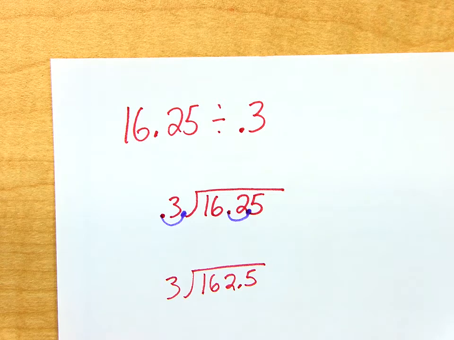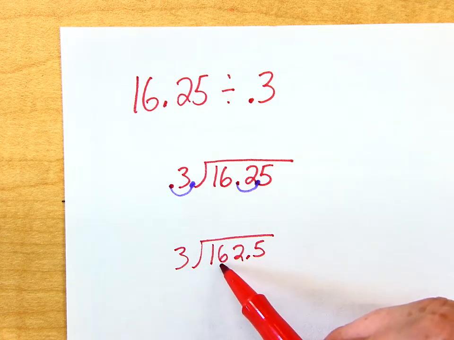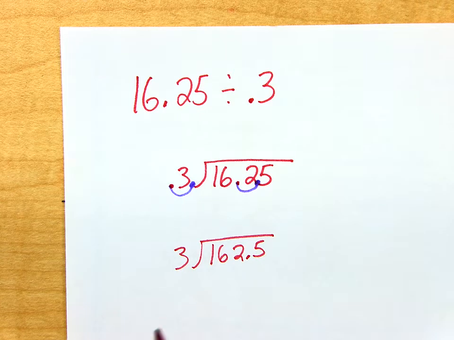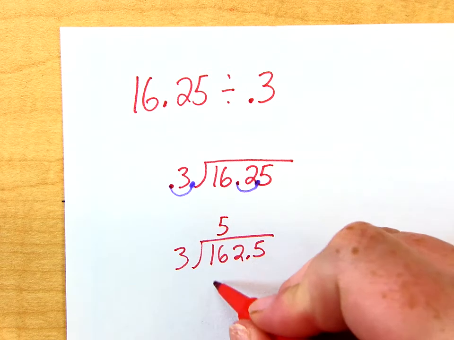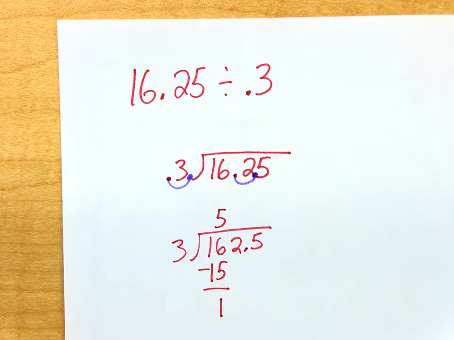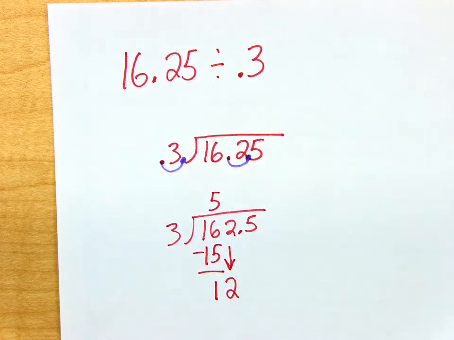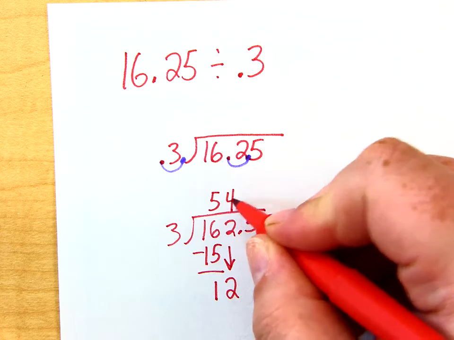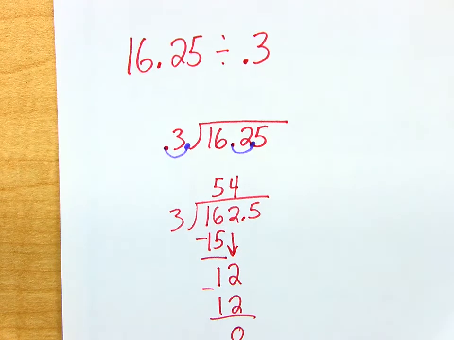Now I do my long division as I normally would. I can't do 3 divided into 1, but I can do 3 into 16. How many whole times? 5. 5 times 3 is 15. Subtract, and I get a 1. Bring down the 2. 3 into 12 is 4, so I put a 4 up top. 4 times 3 is 12. Subtract, and I get 0.